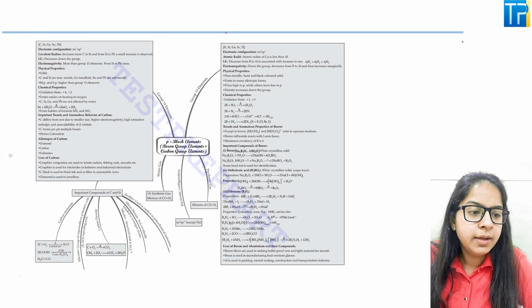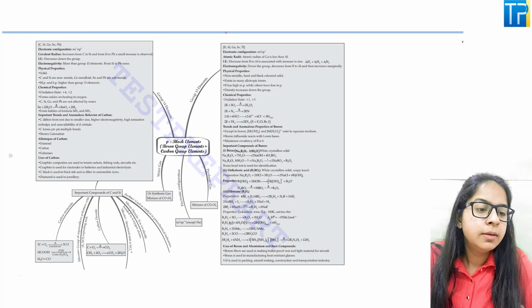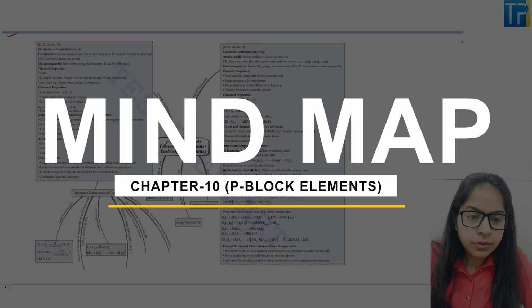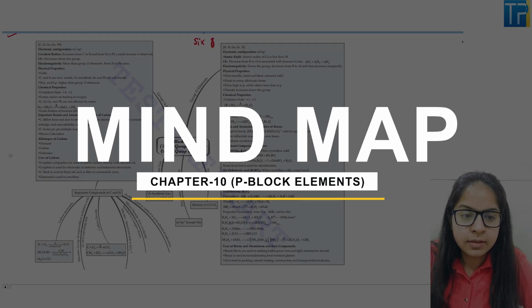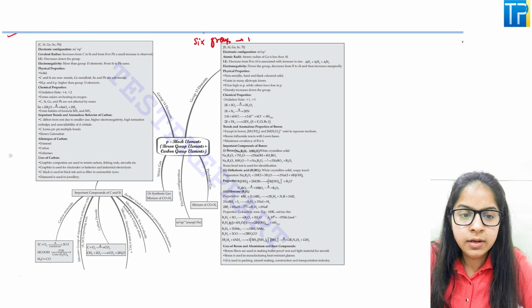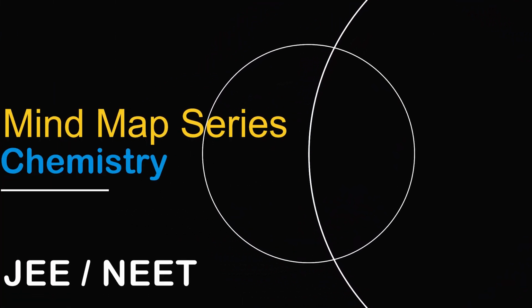Hello everyone. Today I'm going to discuss with you the P block elements. So the P block elements, there are six groups, from group 13 to group 18. Today we are going to discuss the general trends of group 13 to 18.